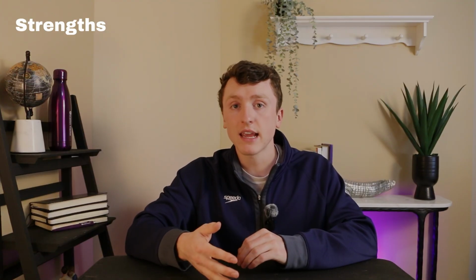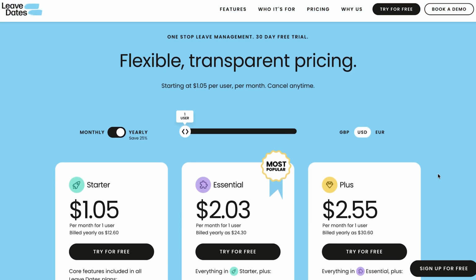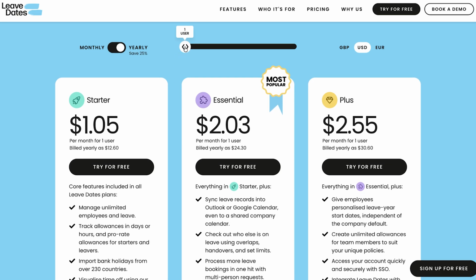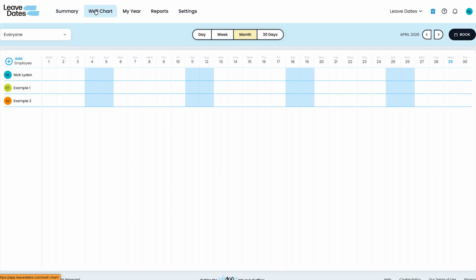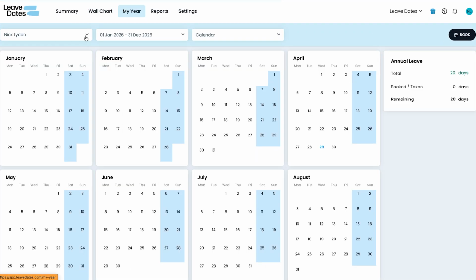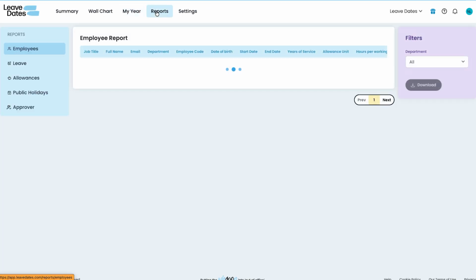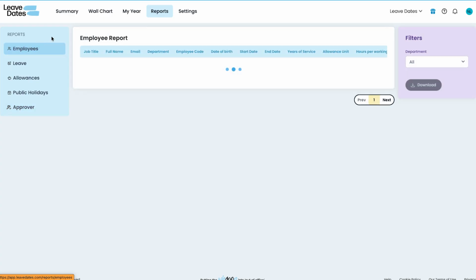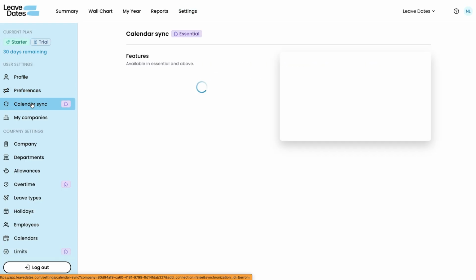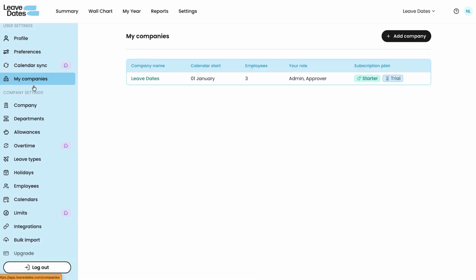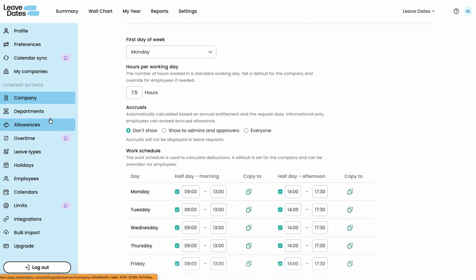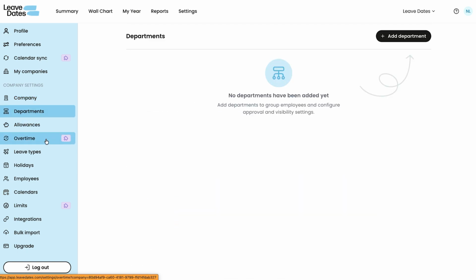One of Leave Dates' biggest strengths is its simplicity and the pricing. It is one of the most affordable tools on the market, starting at just over $1 per user per month, and it has a genuinely clean interface. Employees request time off by clicking and dragging over a calendar, and managers get notified instantly so they can approve from any device. It also handles UK statutory holidays out of the box, which matters a lot for their core audience. And the 30-day free trial makes it easy to test without having to put any credit card information in.